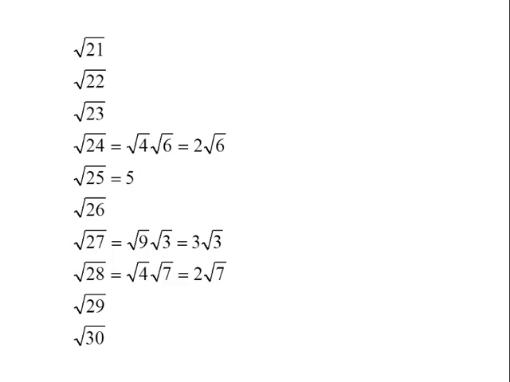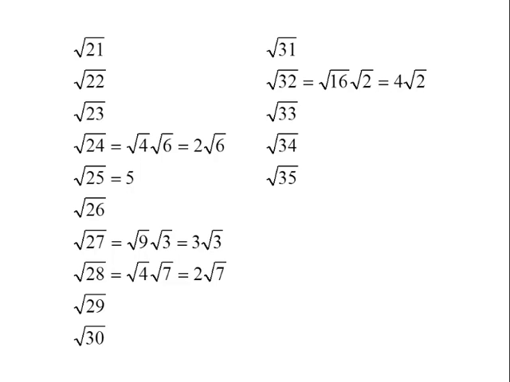Square root of 30 is 3 times 5 times 2, no perfect squares. 31 is prime. 32 has 16 as a factor, so therefore we can split it up to square root of 16 times square root of 2, which gives us 4 radical 2. Square root of 33 is 3 times 11, no perfect square factors. 34 is 2 times 17, no perfect square factors. 35 is 5 times 7, no perfect square factors.